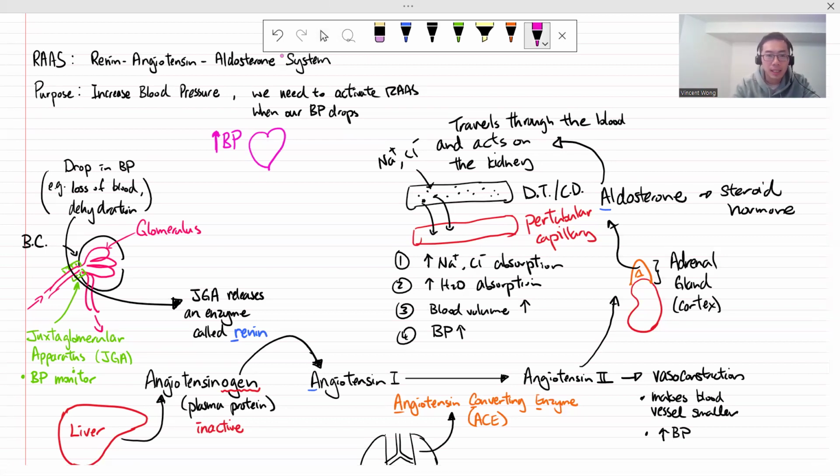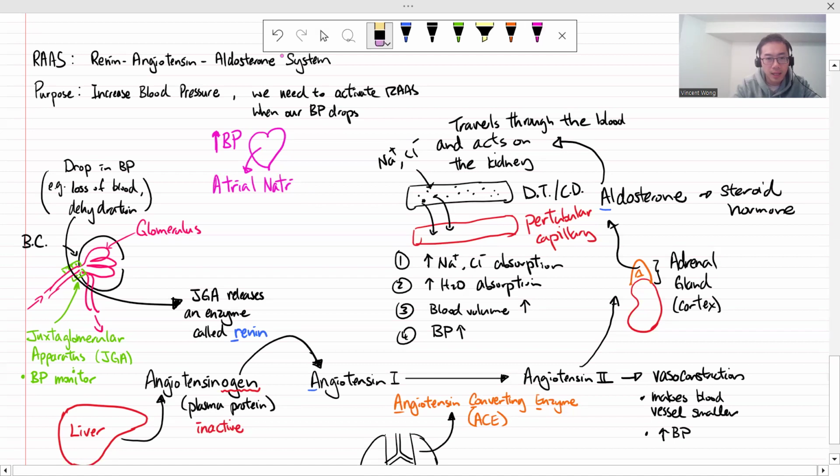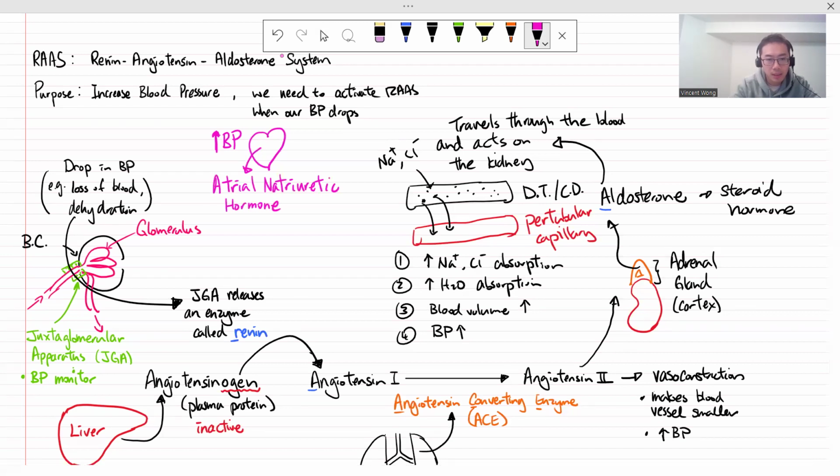So the heart, in the atrium of the heart, there's a cluster of cells that will respond to high blood pressure. In the event of high blood pressure, it releases a hormone called atrial natriuretic hormone, ANH.